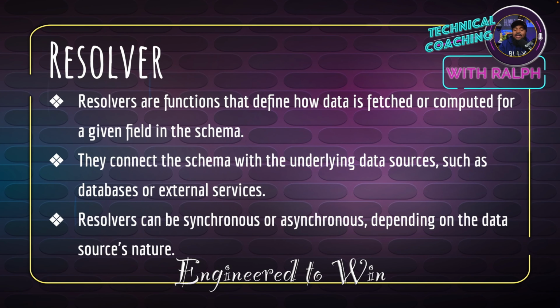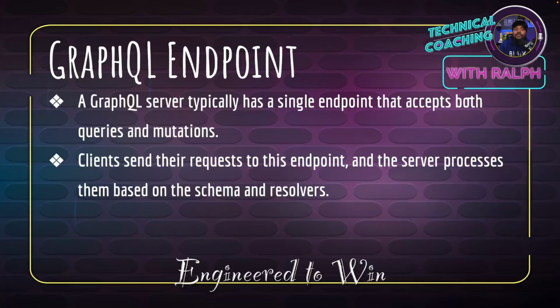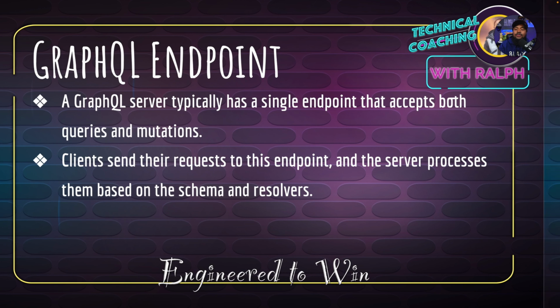So next up is the resolver. Resolvers are functions that define how data is fetched or computed for a given field in the schema. They connect the schema with the underlying data source, such as databases or external services. Resolvers can be synchronous or asynchronous, depending on the data source's nature. Next up, the GraphQL endpoint. A GraphQL server typically has a single endpoint that accepts both queries and mutations. Clients send their requests to this endpoint, and the server processes them based on the schema and resolvers.